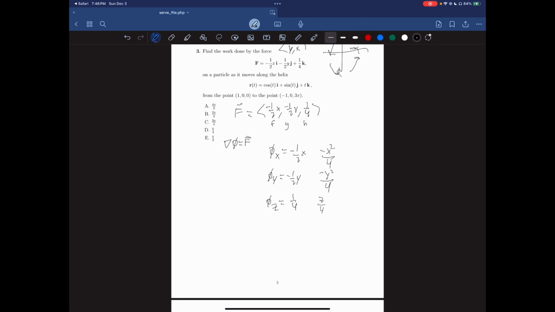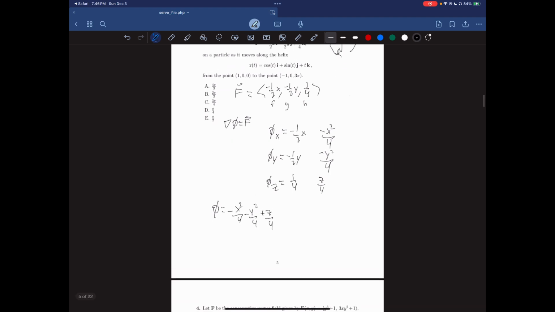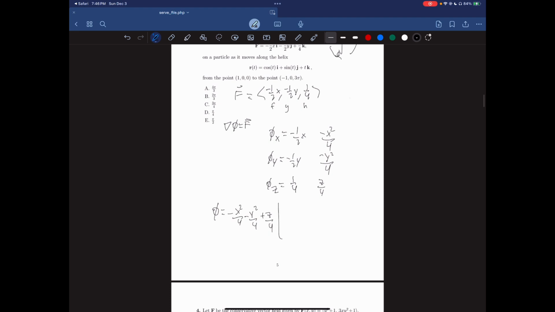And what you have to do to find the actual potential function is just add together all the unique terms. Since all these are unique, we really just add together all these terms. So we get -x²/4 minus y²/4 plus z/4. And we just have to evaluate this from the point -1, 0, 3 pi to 1, 0, 0. It shouldn't be too bad here.